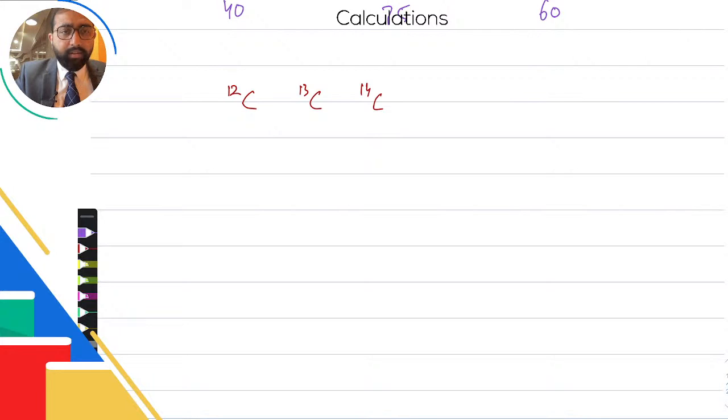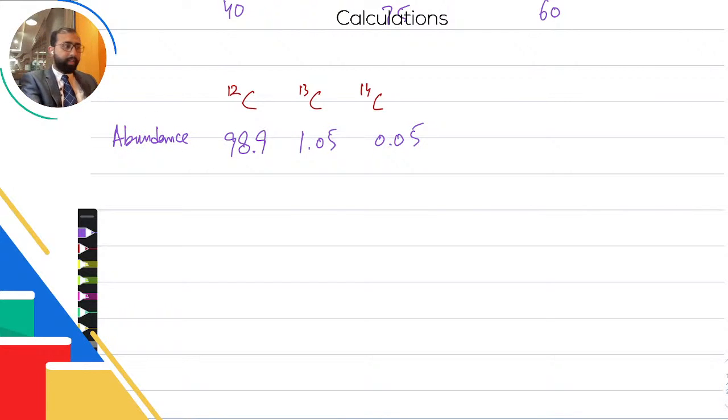All right. So if we do that, here's a rough idea that we get from UMD's website. It says that carbon 12 accounts for roughly 98.9% of carbon in the world, and carbon 13 is roughly 1.05%, and the remaining is obviously 0.05%, which is for carbon 14, right? So there you go. That is the percentage differences. This is called abundance, the percentage, the weightage of every isotope.